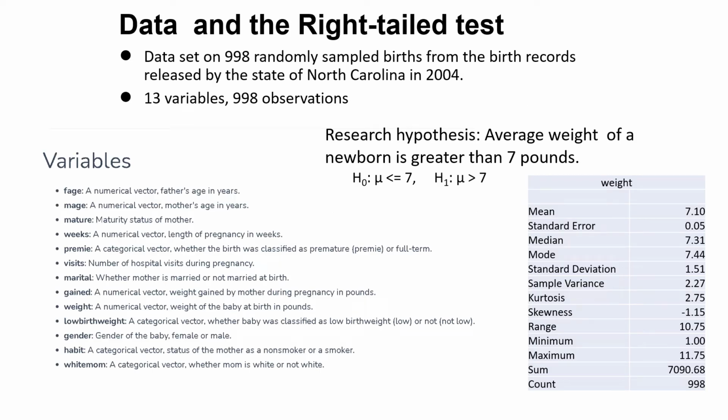We will work with 2004 North Carolina birth data. We have 998 observations and 13 variables. Our research hypothesis is that the average weight of a newborn is greater than 7 pounds. This is our alternative hypothesis, and our null hypothesis will complement this. This is a typical right tail test.